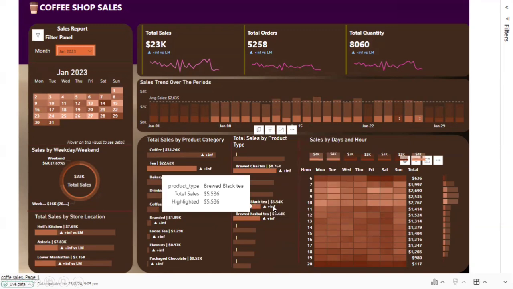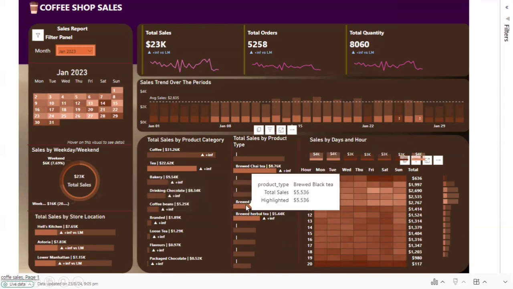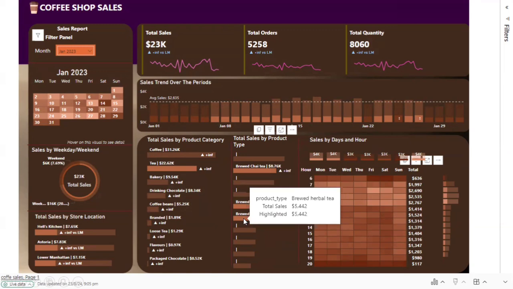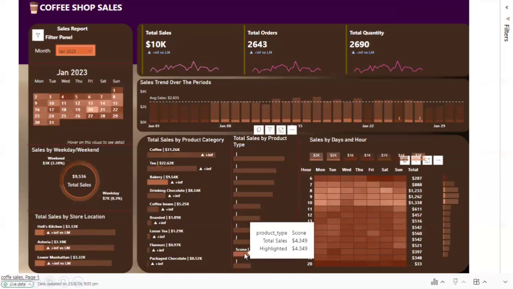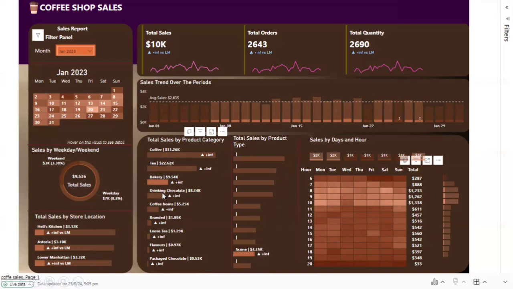And in January, we got brewed black tea, which brought revenue up to 5,536. And we have herbal tea, which brought total sales of $5,442. And another is bakery. In bakery, we got only one product, scone, that performed well, and brought total sales of 4,349. Another we have drinking chocolate, coffee beans, branded, and loose tea flavor packed chocolate. These are the top selling products in the coffee shop.